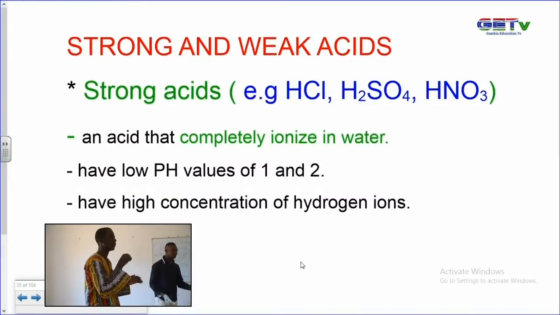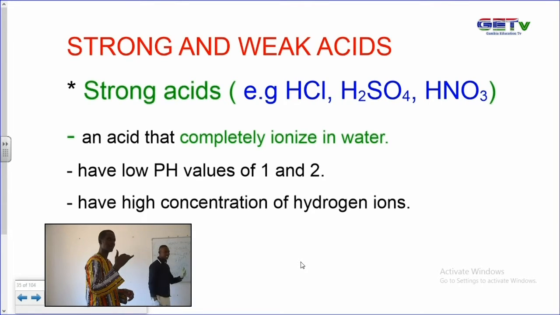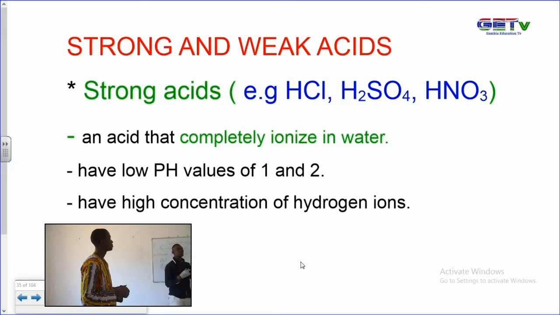Point 3, strong acids have a high concentration of hydrogen ions. That's why they are strong, because of the hydrogen ions. As I already told you, an acid is an acid because of these hydrogen ions. So if an acid has too many of these hydrogen ions, it will be a strong acid. That means a high concentration of hydrogen ions.